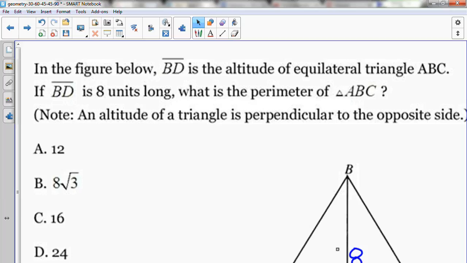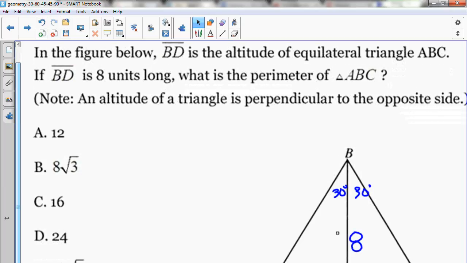Now, here we go again. If this is equilateral, this is 60, and this is 60. And what's the altitude going to do? It's going to bust that into 30 and 30. It's also going to break that in half too, right? All right. So same thing as the last one. The altitude, the 8, that's the long leg, isn't it?